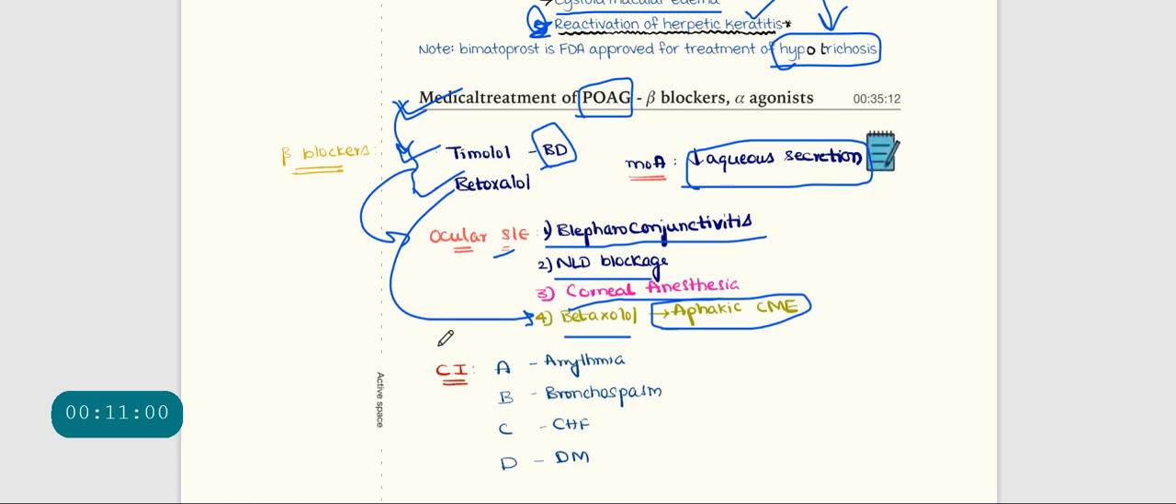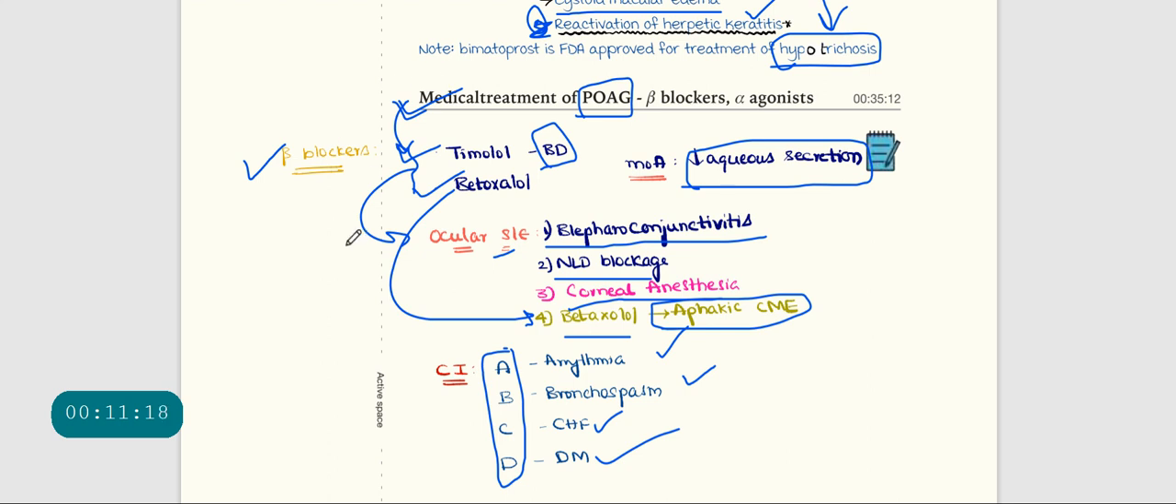Okay. Now what are the contraindications of these both? The mnemonic is A, B, C, and D. Arrhythmia, bronchospasm, chronic renal failure, diabetes. These are the contraindications for all these drugs. These were basically beta blockers which we were using as a medical treatment.